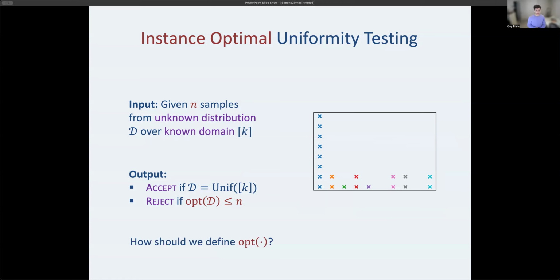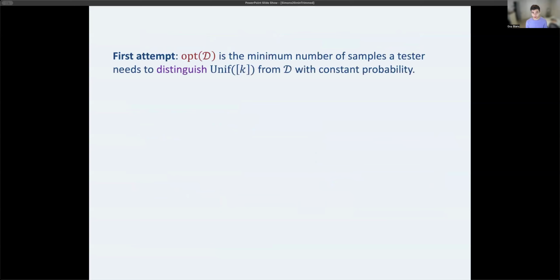The next question is exactly how we should define this notion of opt. I'm going to start with a first attempt, which is essentially the strongest possible notion you could have, which will turn out to not fully work here.